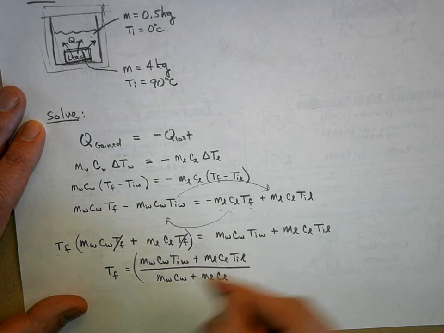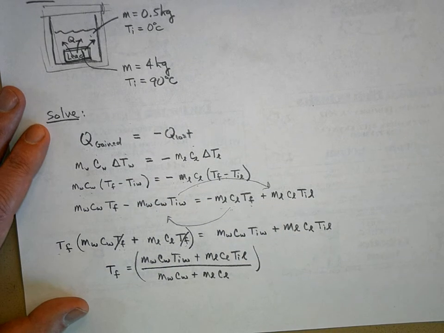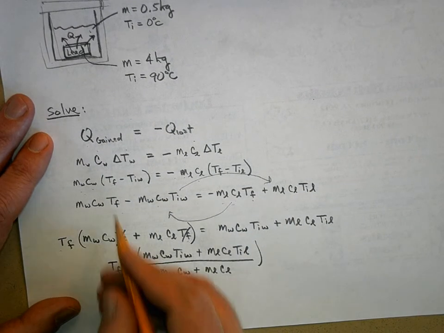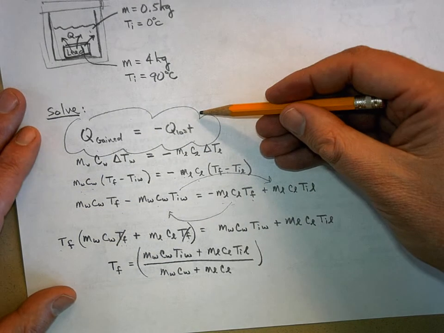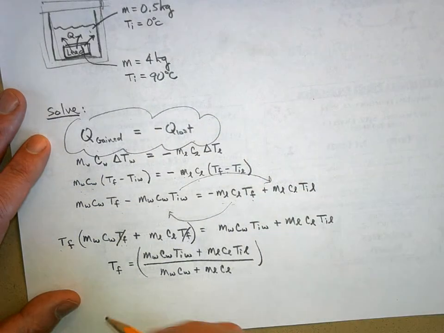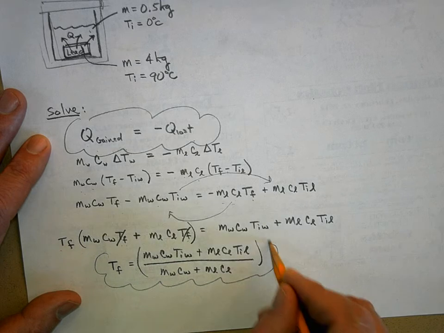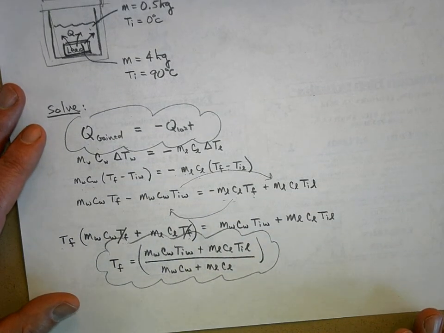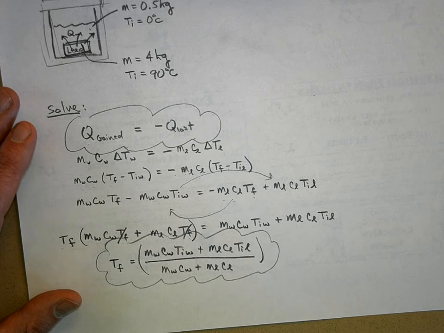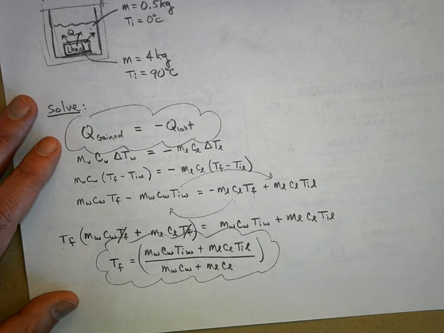Okay, I don't really need the parentheses there. This is the physics right here. This is the big idea. That leads us to this equation that you can use to find the final temperature of our system. So now you just got to plug in the numbers.